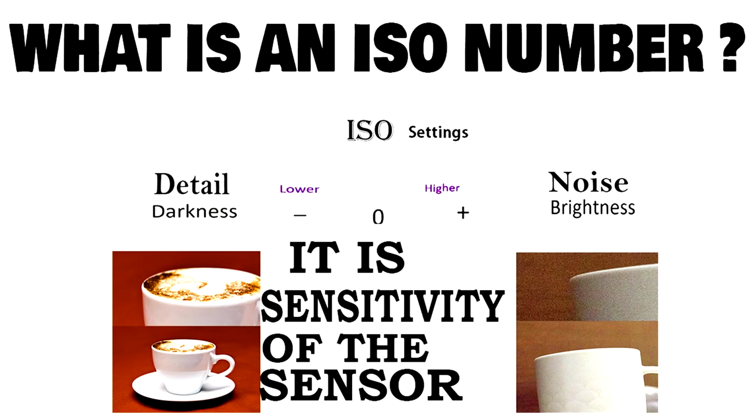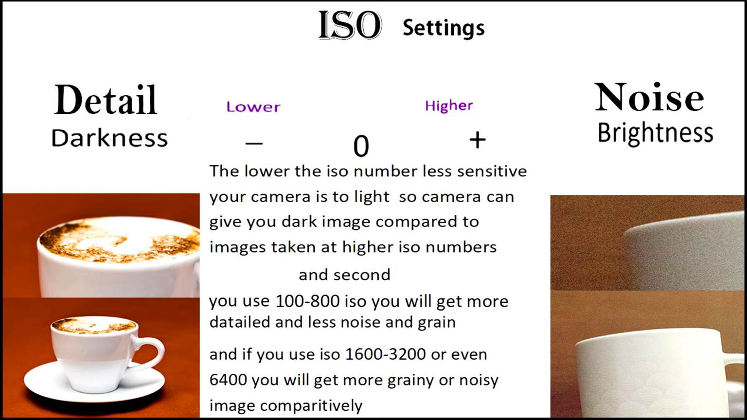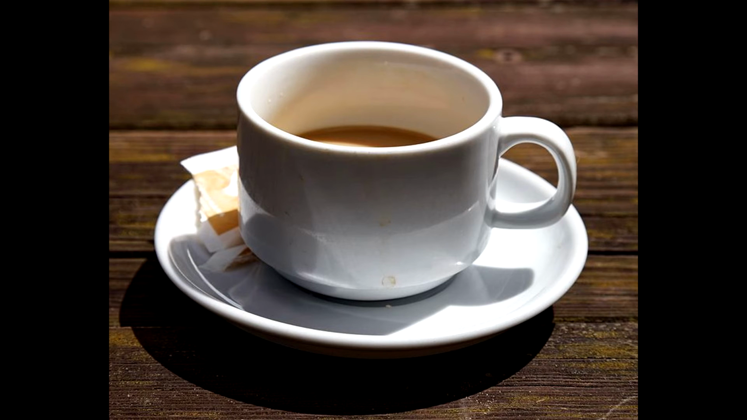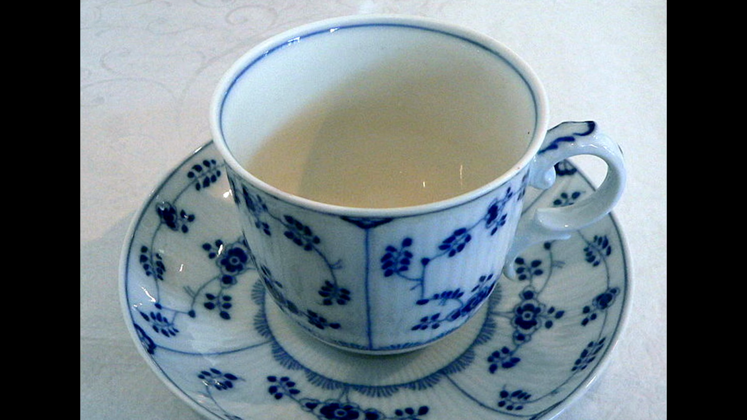Now we will talk about ISO. So first we should know what ISO is. It is basically the sensitivity of the image sensor. The lower the ISO number, the less sensitive your camera is to light, so the camera can give you a dark image compared to images taken at high ISO numbers. The higher the ISO number, the more sensitive your camera is to light, so the camera can give you a bright image compared to images taken at lower ISO numbers.